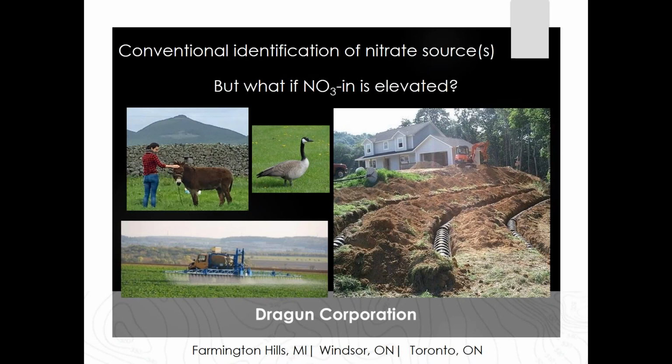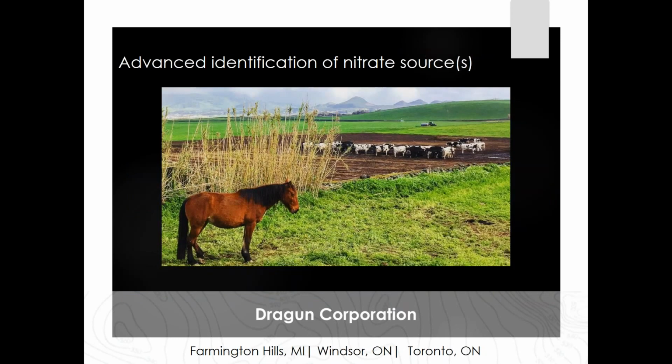But what if the nitrate coming in is elevated? It can be from other animals, like donkeys. Rare, but could be. Canada geese are culprits sometimes. It could be from septic systems, or it could be from chemical fertilizers. So how can we tell what's going on in a complicated situation? So I'm going to talk a little bit about some advanced identification of nitrate sources.